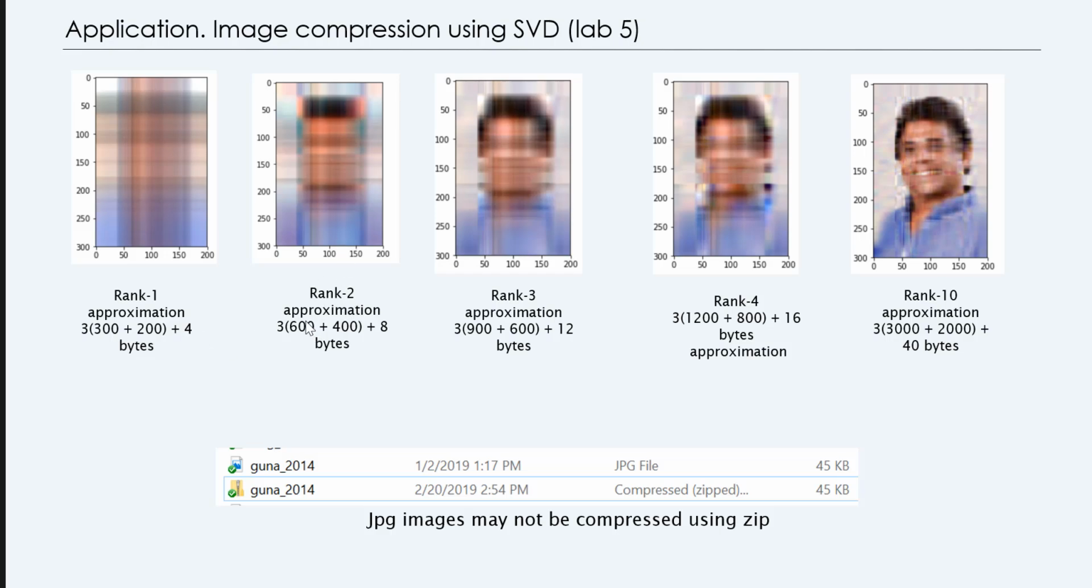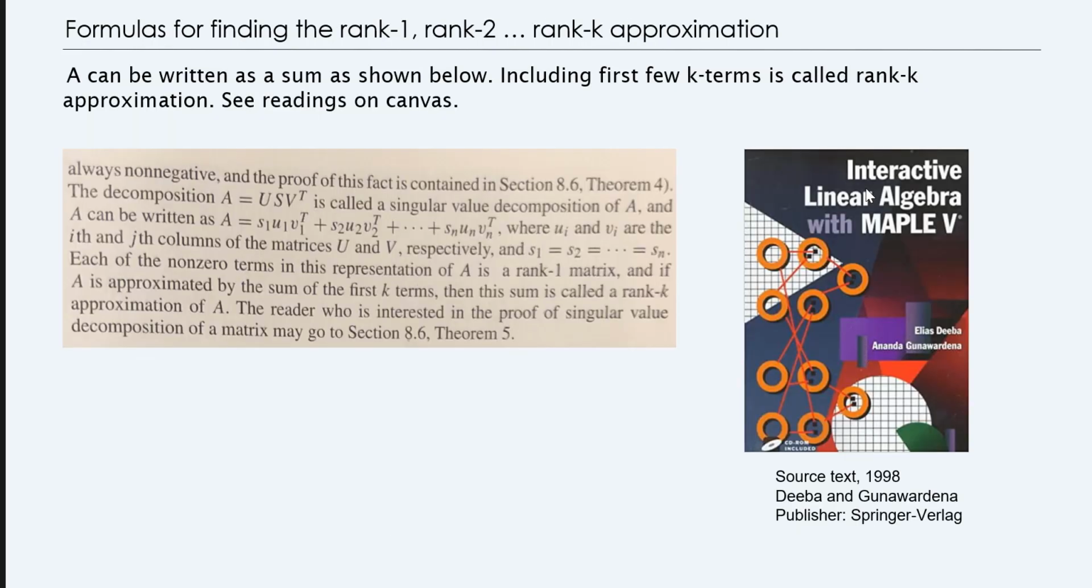Rank 2 matrix approximation is 2 of those, and then plus 2 singular values, 3 singular values, and 4 singular values, and 10 singular values to get the rank 10 approximation. So as I go from here to here, you will notice that the image becomes clearer and clearer. In the lab, you can actually do any image you like to construct this kind of operation.